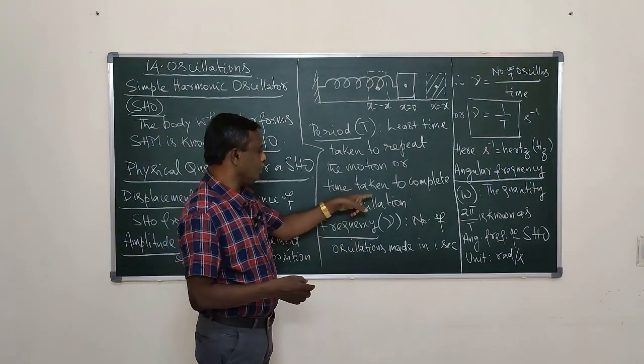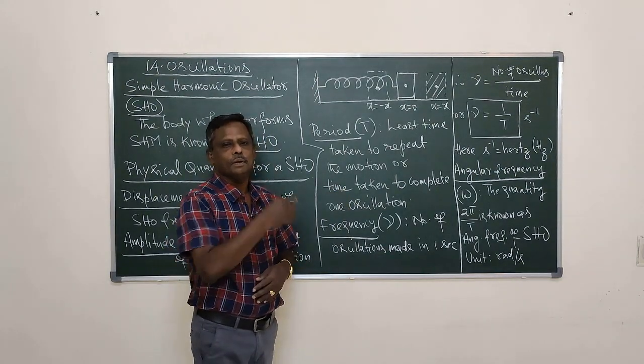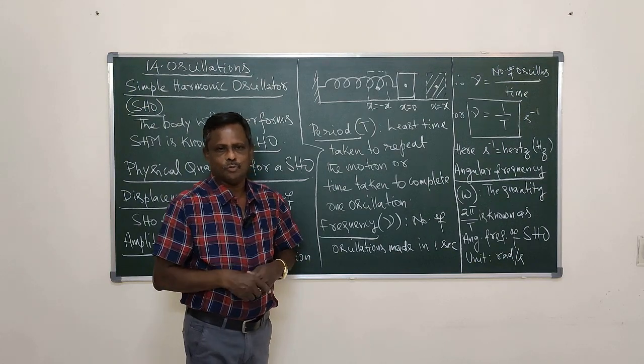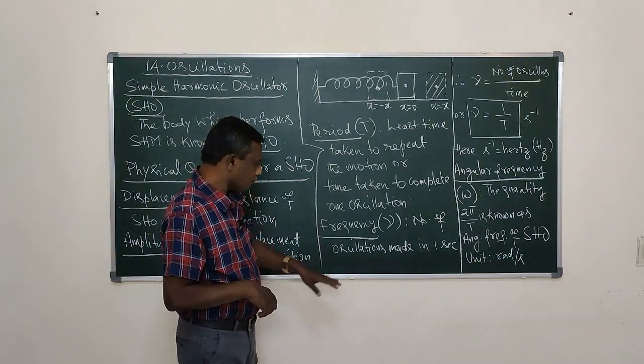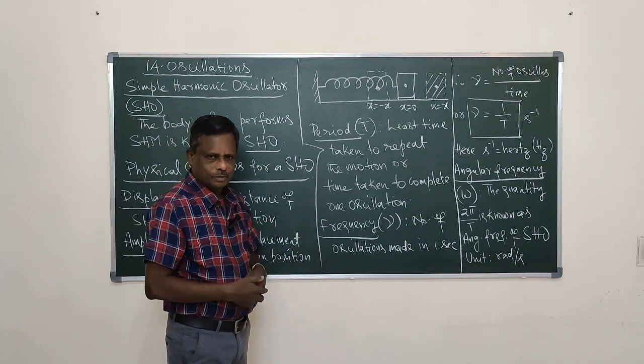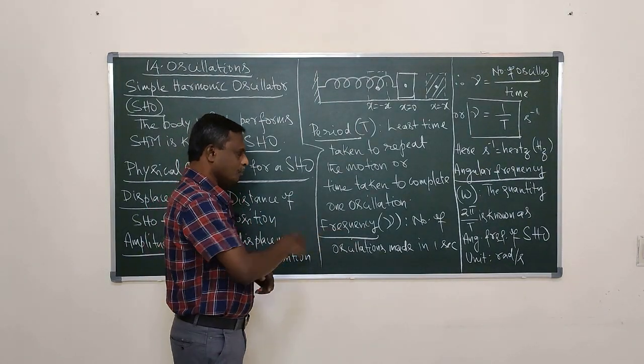Or we can say it's the time taken to complete one oscillation. To make one oscillation, the time it takes is called the period. Period is measured in seconds. Next quantity, what do we define? Frequency. Frequency we denote as nu. The symbol you have already seen. So this is the symbol we use.